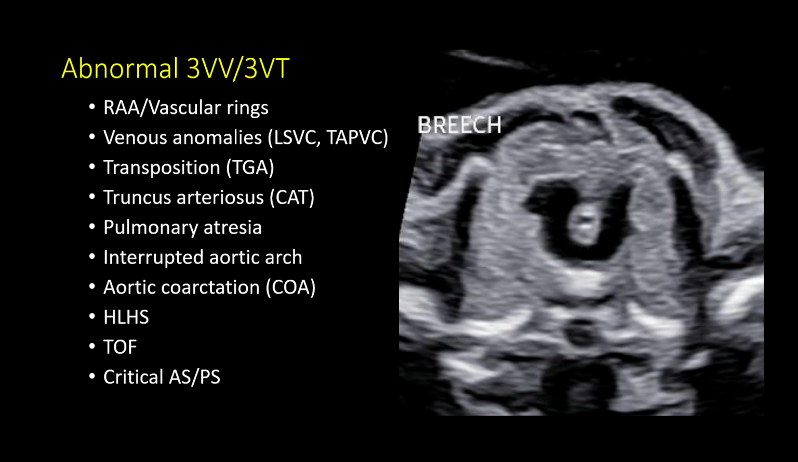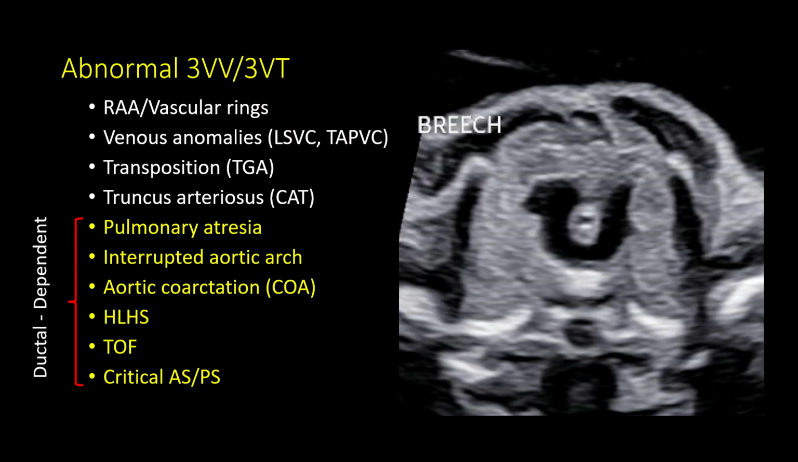Interrupted aortic arch is discontinuity between the ductal and aortic arches. The aortic arch is typically interrupted and goes straight up into the upper chest and upper mediastinum. Coarctation of the aorta is another one where you see a vessel discrepancy, large ductus and small aorta. Hypoplastic left heart syndrome, same thing. You'll see reversal in the aortic arch. Tetralogy of Fallot and aortic stenosis and pulmonary stenosis can also be evaluated in this view.